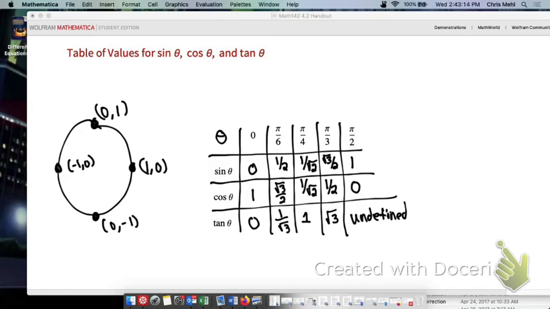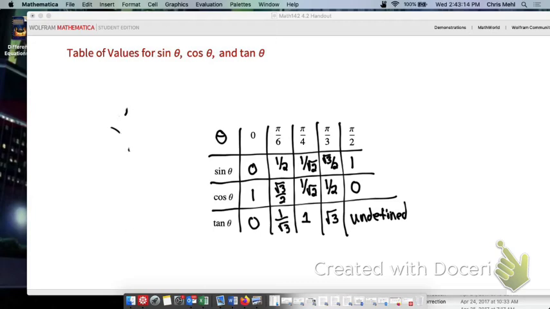So it turns out that if you just remember the special values of the trig functions from 0 to pi over 2, you can use the even-odd identities, you can use coterminal angles, and you can use symmetry to find some of the other special angles. So for example, let's say I want to find, I'll do this in purple on the left.